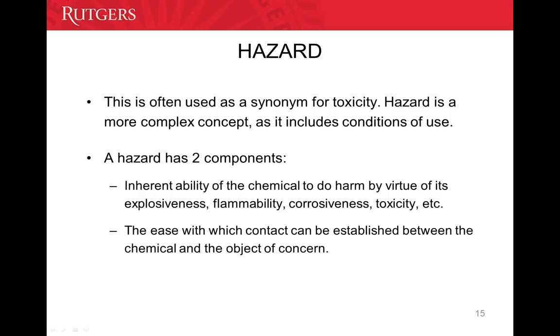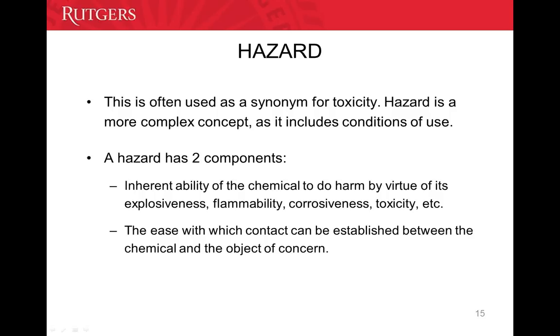So a hazard is the inherent ability of a chemical to do harm by virtue of whether it's explosive or flammable, corrosive or toxic. And also, and the important part here, is the ease with which you could come in contact with that chemical. One of the basic principles in environmental health is if you're trying to reduce exposure to workers, you want to try first by choosing a chemical that's less toxic. You make a conscious decision: if there are 3 products that you could use in a particular manufacturing process, you use the least toxic.